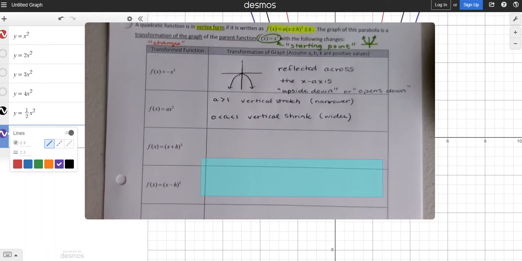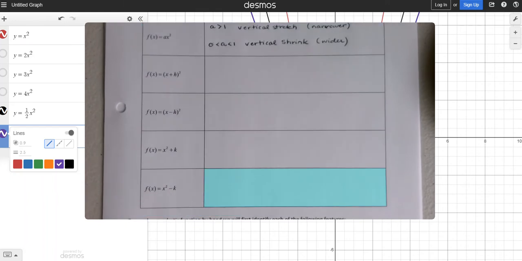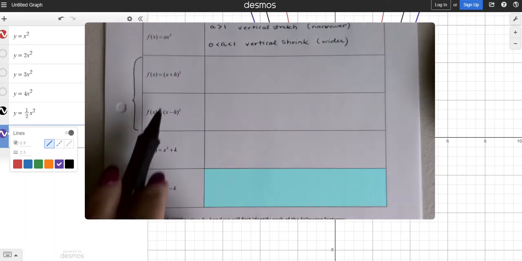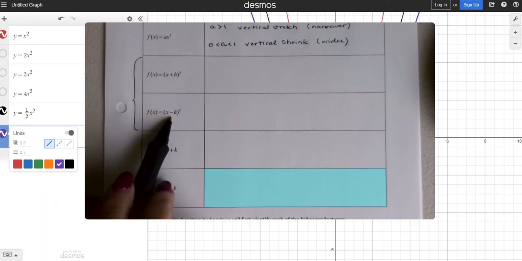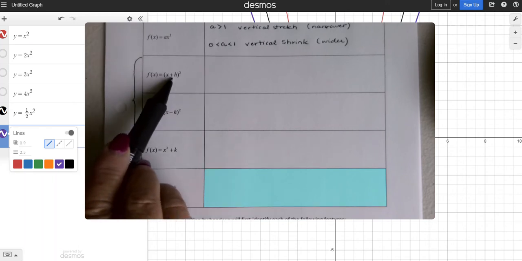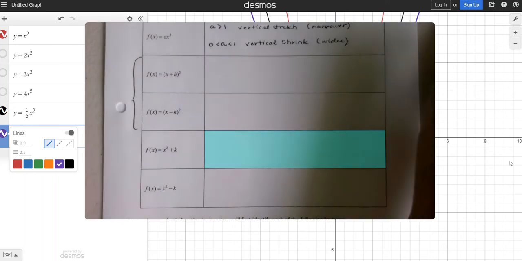All right, next one. And actually, I'm going to take a look at the next two together on Desmos, and then we'll come back and put it into words here. But in both of these cases, notice that we're making a change to the x value inside the parentheses before we do the squaring, right? So I'd like to investigate what happens if I add a number, and also what happens if I subtract a number from x inside those parentheses.